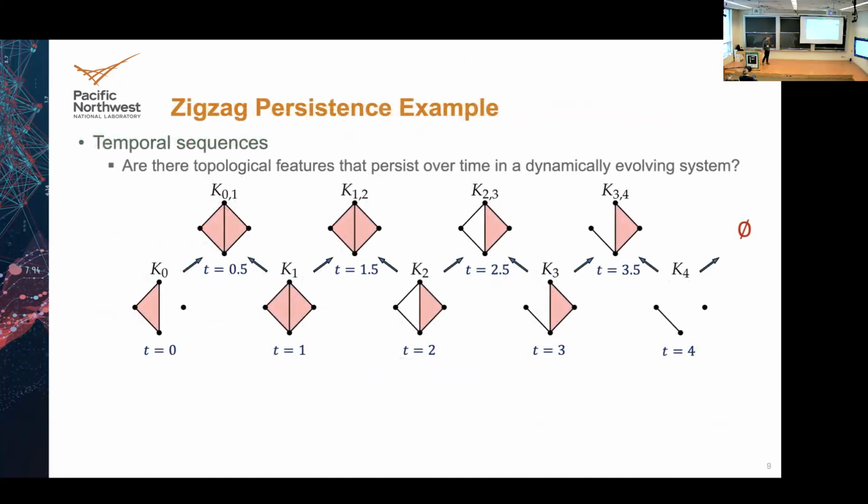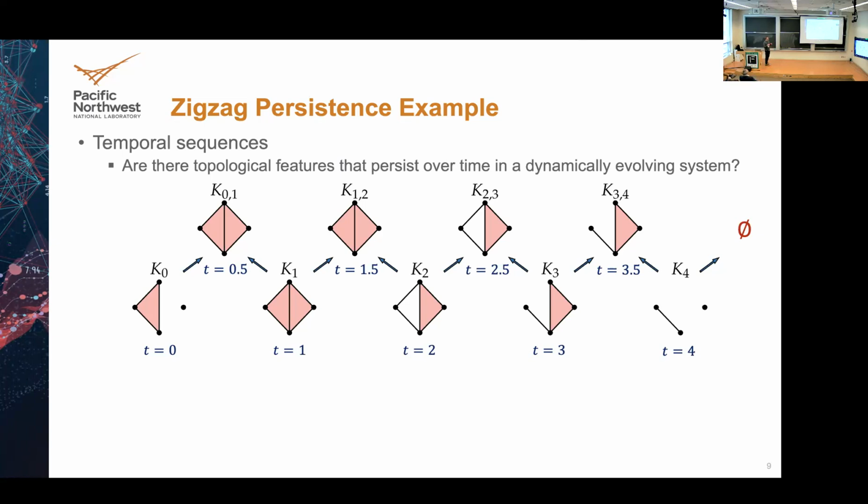So to make this a little bit easier, we're going to do a quick toy example. Here, K0, K1 through K4 are our simplicial complexes. And above that, K0,1 through K3,4 are the unions of those simplicial complexes. Then we have timestamps associated to each of these, right? So time 0, time 1, and for the unions, we just take the average of those two times.